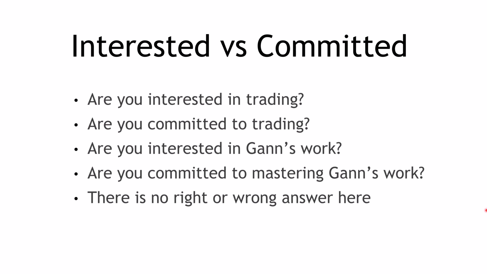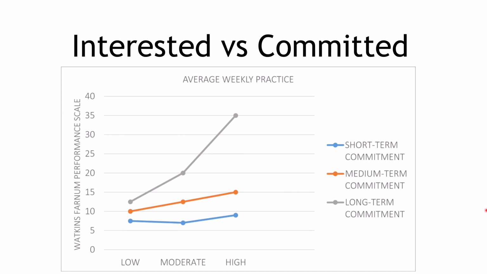Now, what's my point with all of this? This is a chart that I was shown in a seminar. There was a research project undertaken by a guy called Gary McPherson, where he looked at, I think it was violin players, piano or violin, but he looked at musicians and he looked at their results and how they performed on tests and this Watkins-Farnham performance scale.